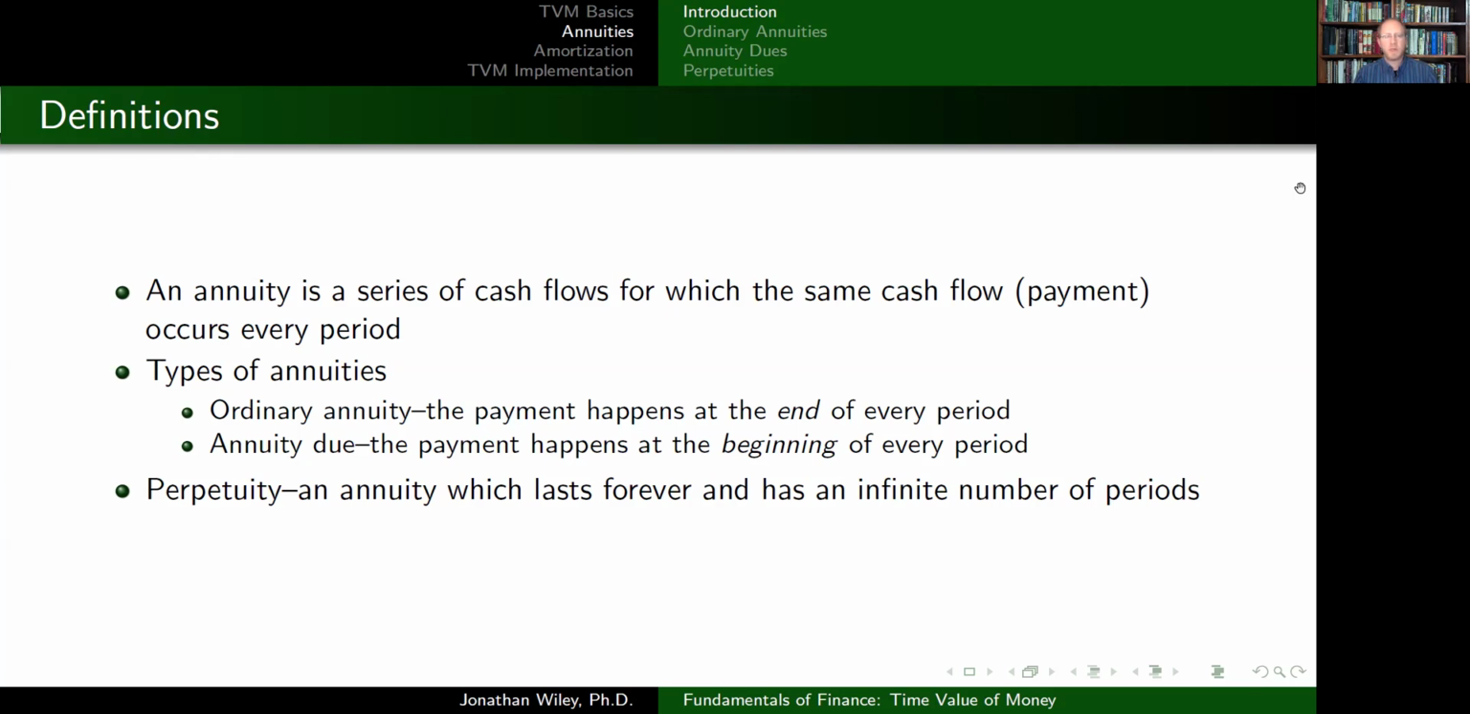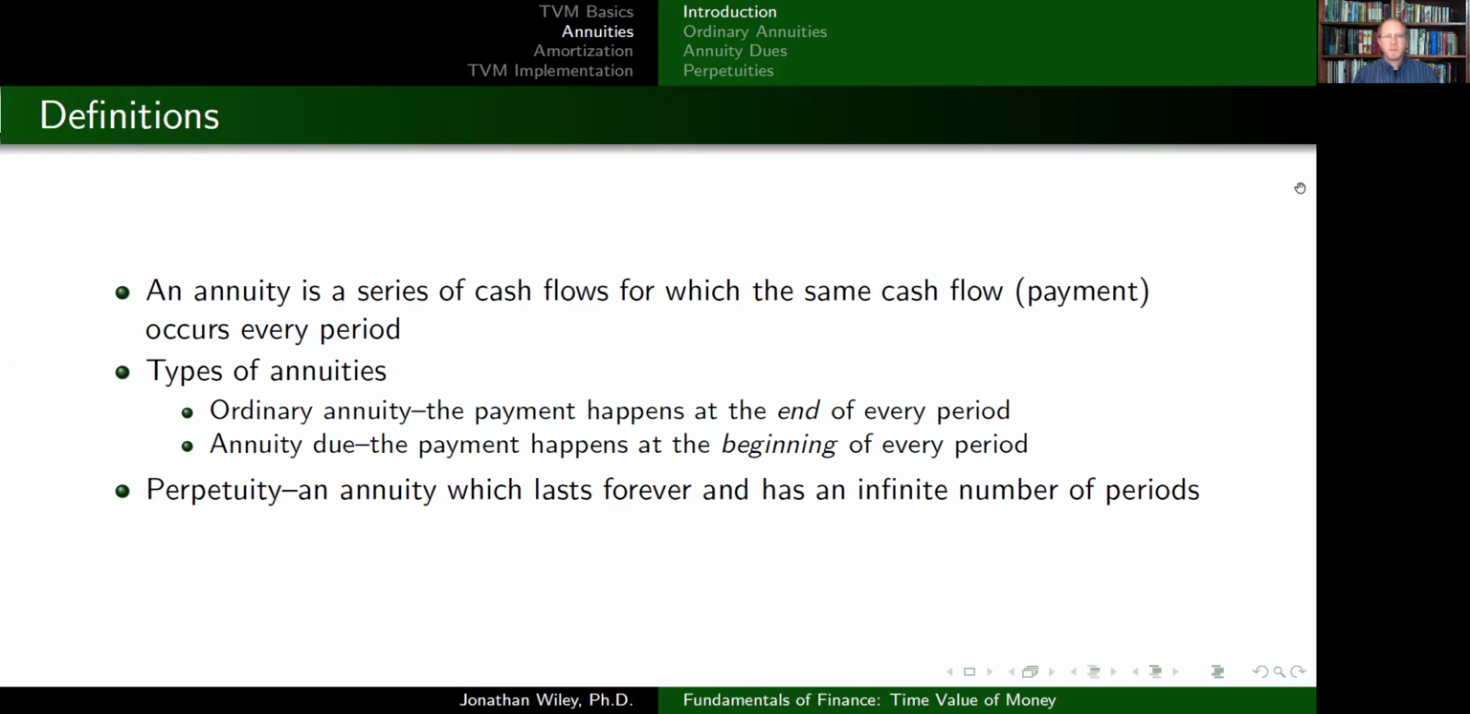And that brings us to the two different types of annuities. The two different types of annuities that we have are ordinary annuities and annuity due. For an ordinary annuity, the payment happens at the end of every period. For an annuity due, the payment happens at the beginning of every period.